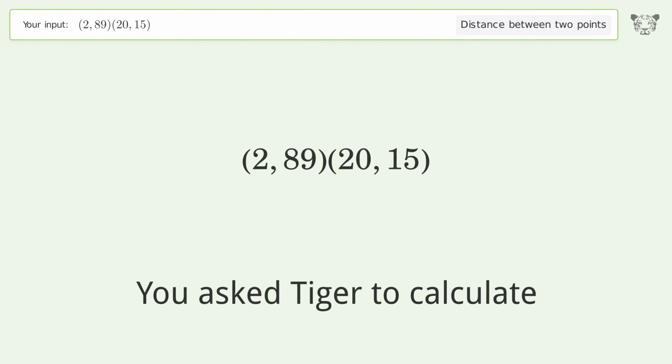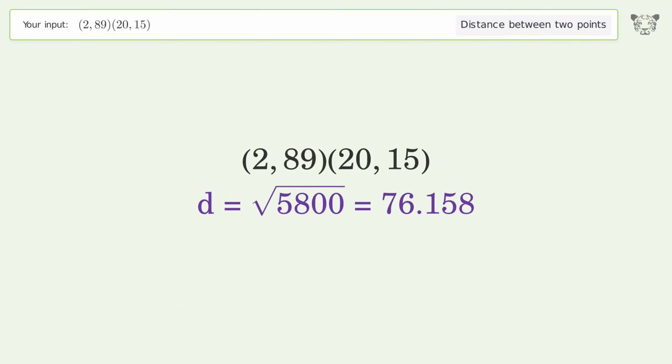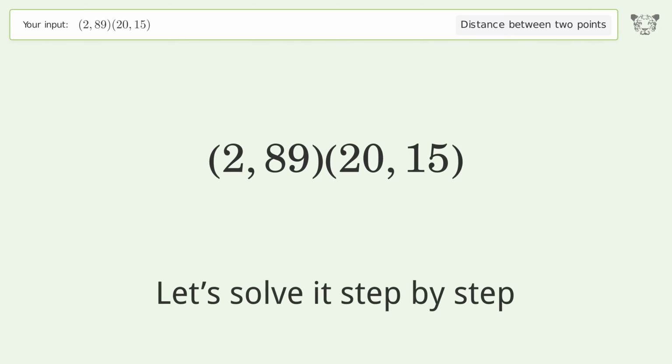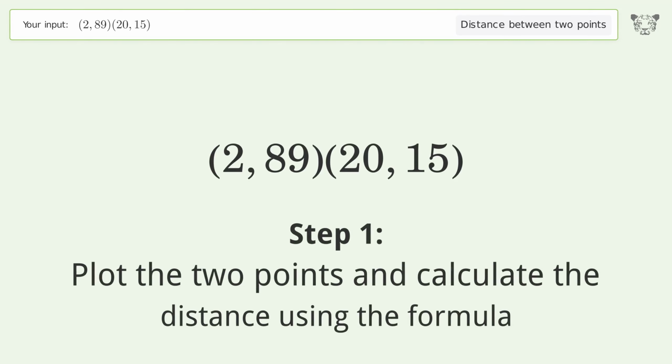You ask Tiger to calculate. This deals with the distance between 2 points. The distance between the 2 points is the square root of 5,800, or 76.158. Let's solve it step by step. Plot the 2 points and calculate the distance using the formula.